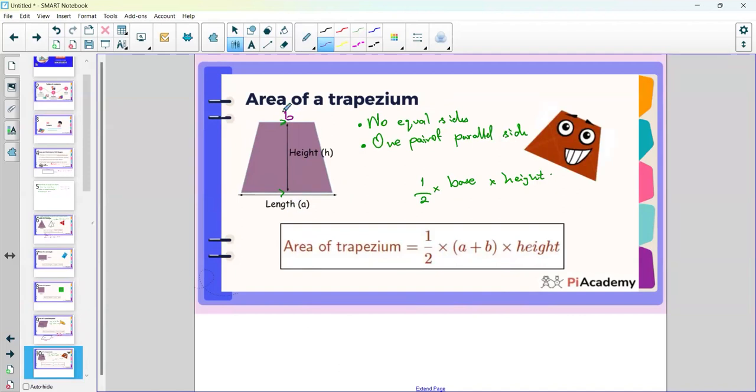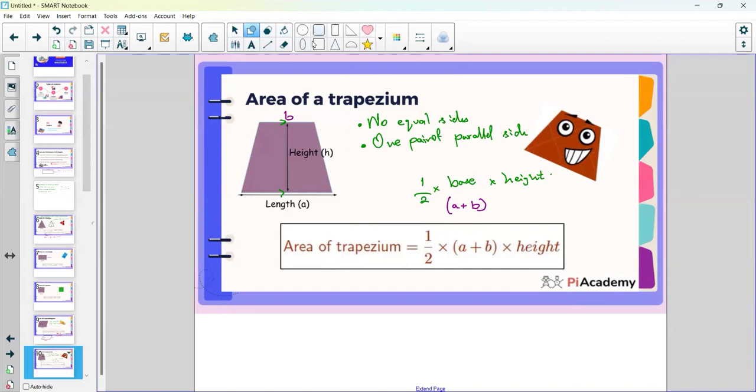So it's length A plus length B multiplied by height. So base is A plus B. We consider two bases of different lengths. Again, the only difference is because in a trapezium, opposite sides are not the same. So you have the formula for area as half times the sum of parallel sides multiplied by height.